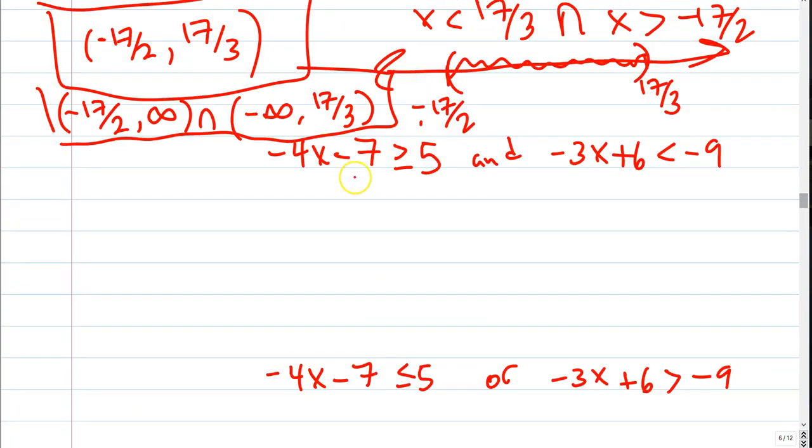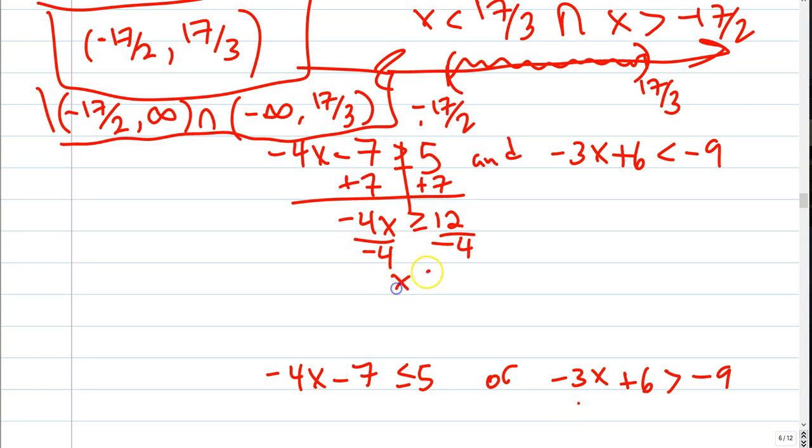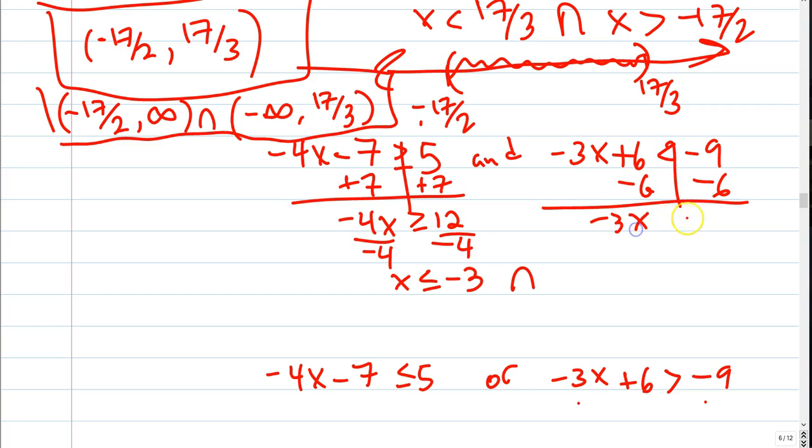How do we solve this? We're going to add 7. Negative 4x greater than or equal to 12. This time as I divide by the negative 4, I get that x is less than or equal to negative 3, and, let's do the one on the right, negative 3x is less than negative 15. That gives me x is, flip it, greater than positive 5.